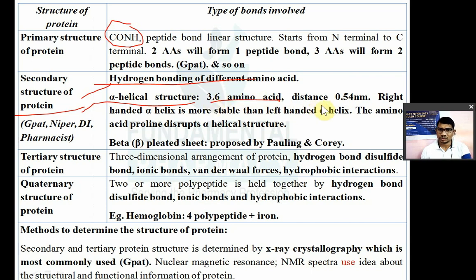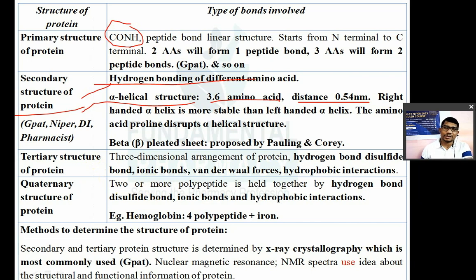So you have 3.6 amino acids, and the distance covered is 0.4 nanometer. In each turn, in one loop of the alpha helix, you have 3.6 amino acids, and the distance between two loops is 0.4 nanometer.